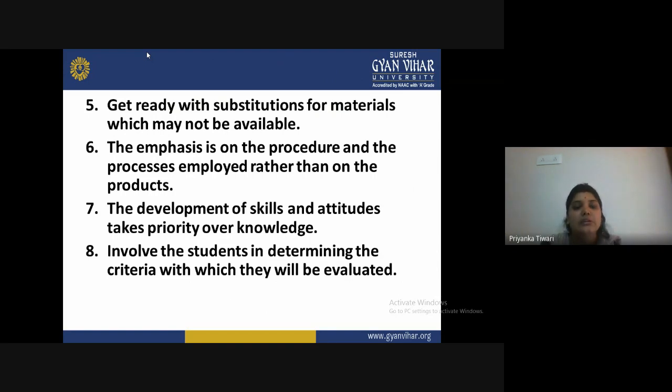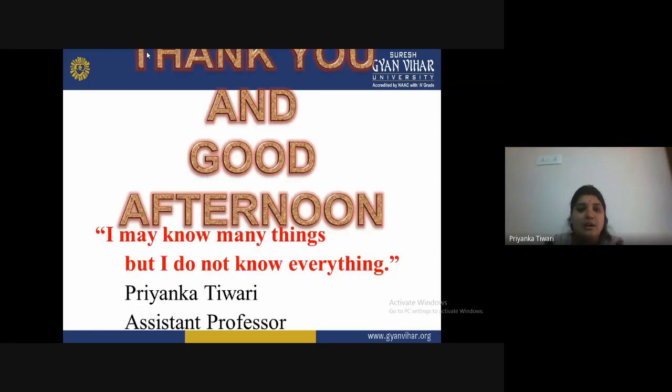The emphasis is on the procedure and the process employed rather than on the product. The development of skills and attitudes takes priority over knowledge. Involve the students in determining the criteria with which they will be evaluated.